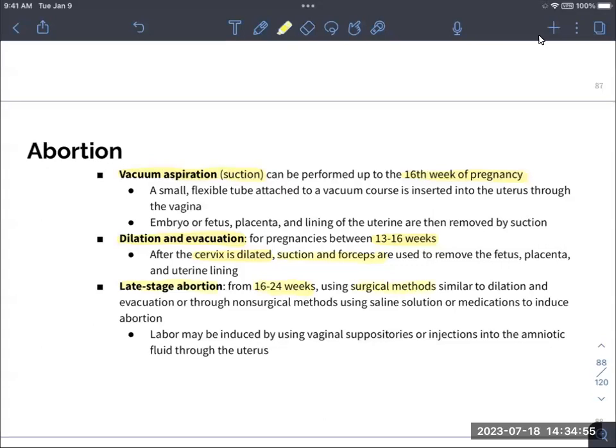This is where they have to use different surgical methods. They also have different non-surgical methods, where they use a saline. There are medications to induce abortions. Labor may also be induced using suppositories or injections into the amniotic fluid through the uterus.